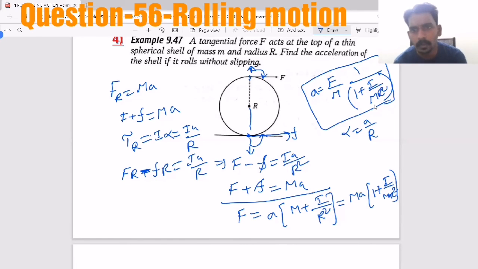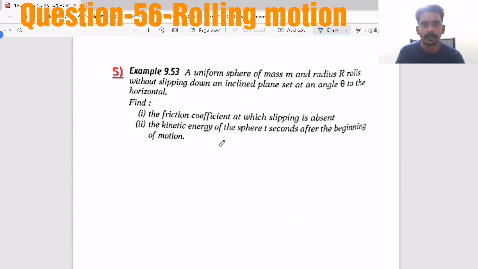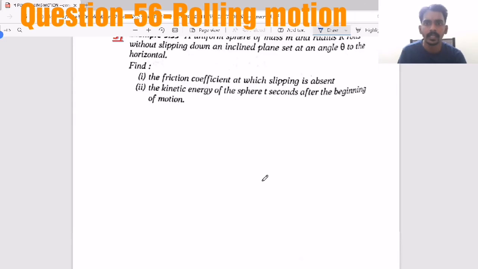This way you can apply the procedure and solve the questions they give based on the procedure. And previously, whatever we have seen, they can ask questions based on the direct formula, or comparison based questions. Now here, a uniform sphere of mass m and radius r rolls without slipping down an inclined plane set at an angle theta to the horizontal. Find the friction coefficient at which slipping is absent.